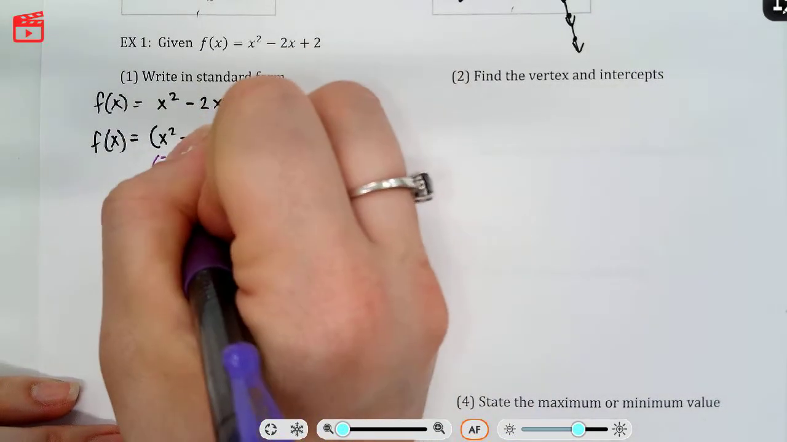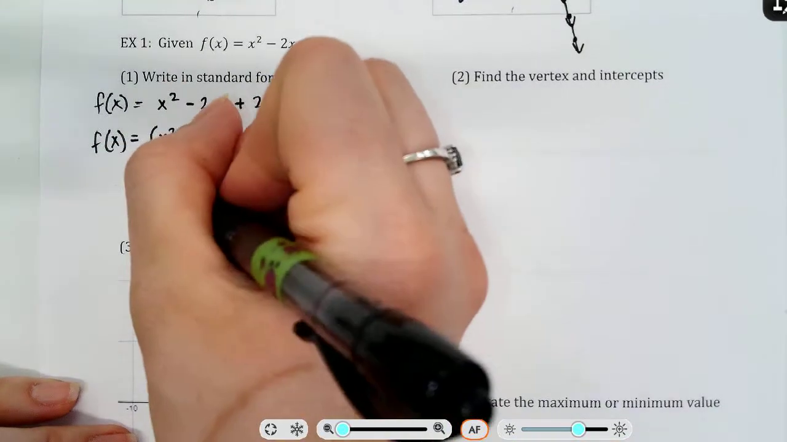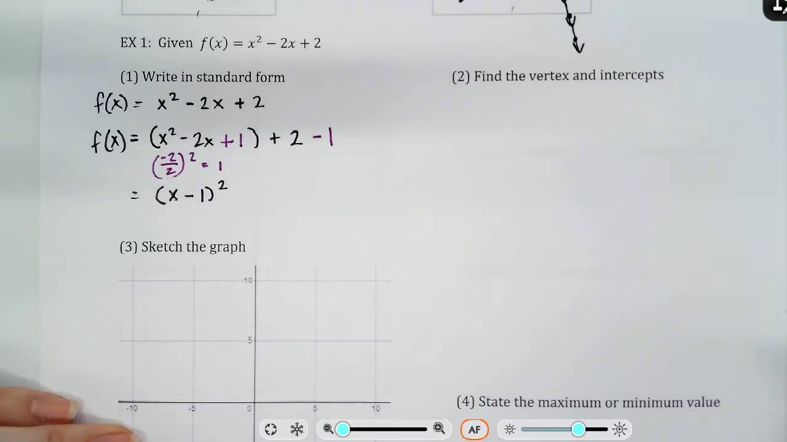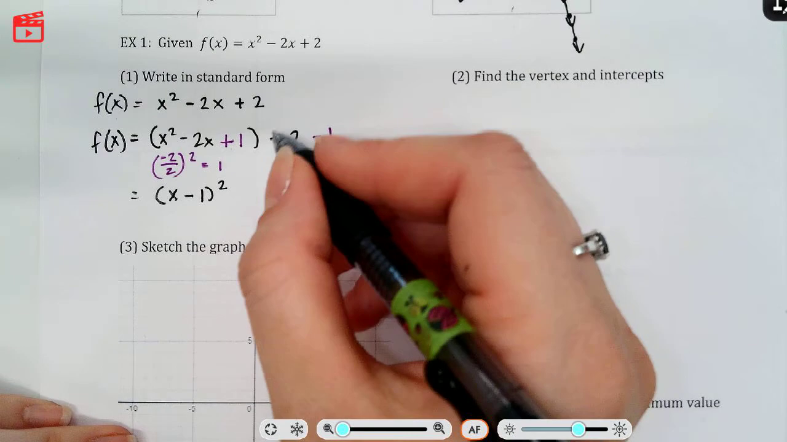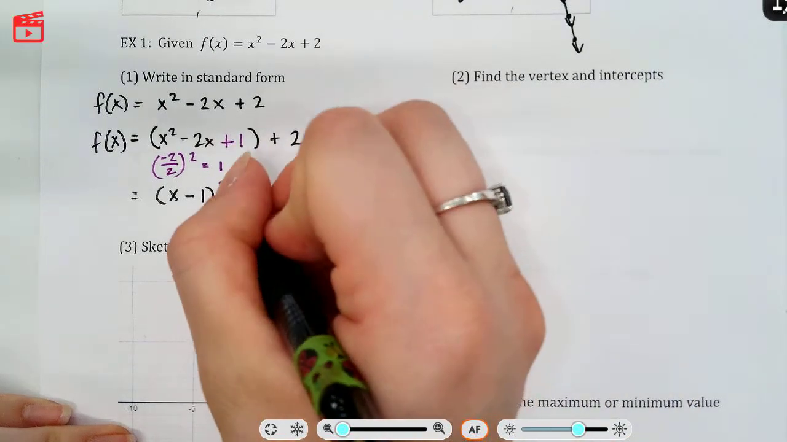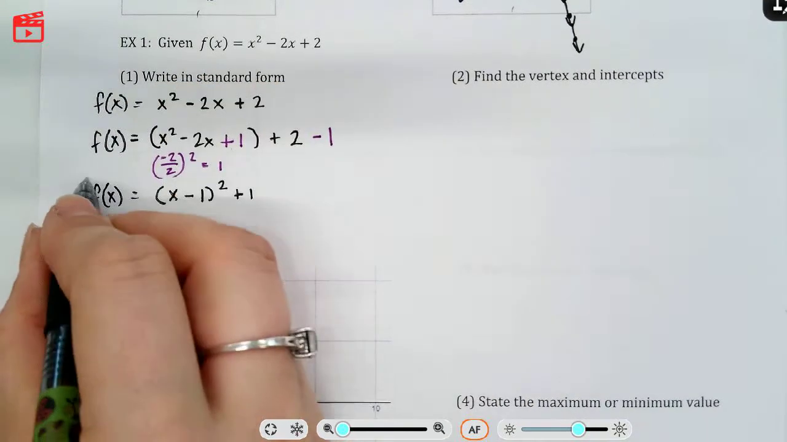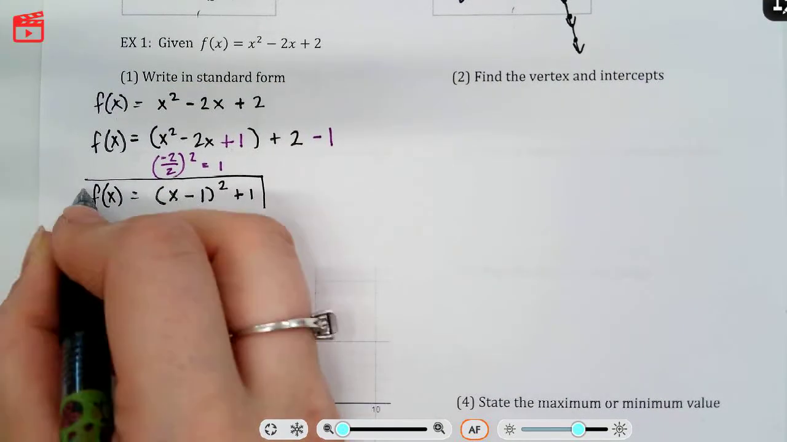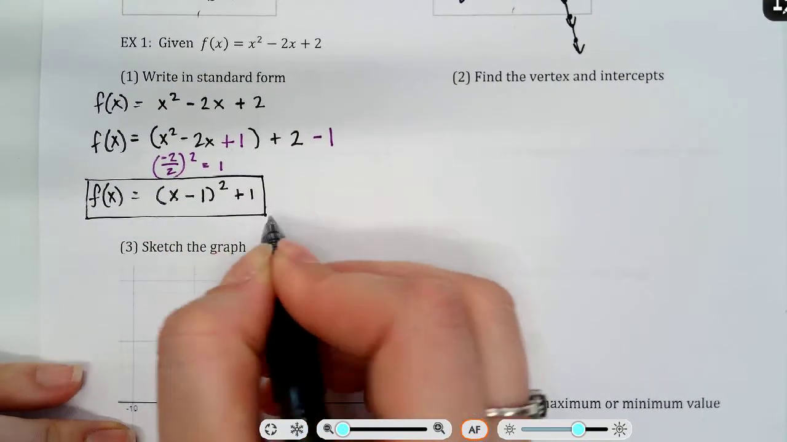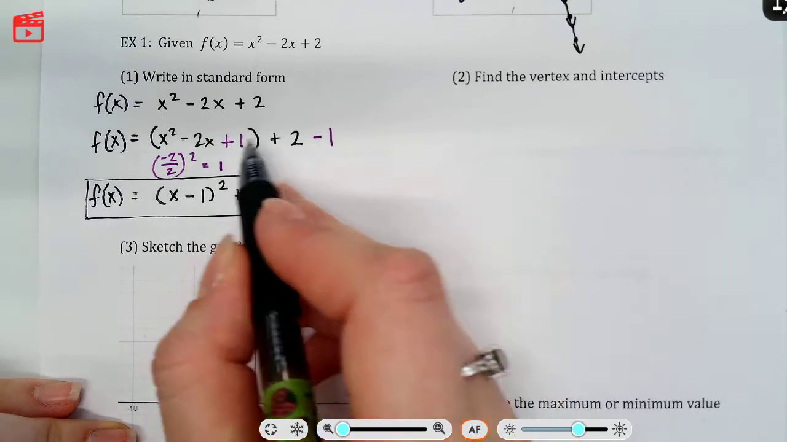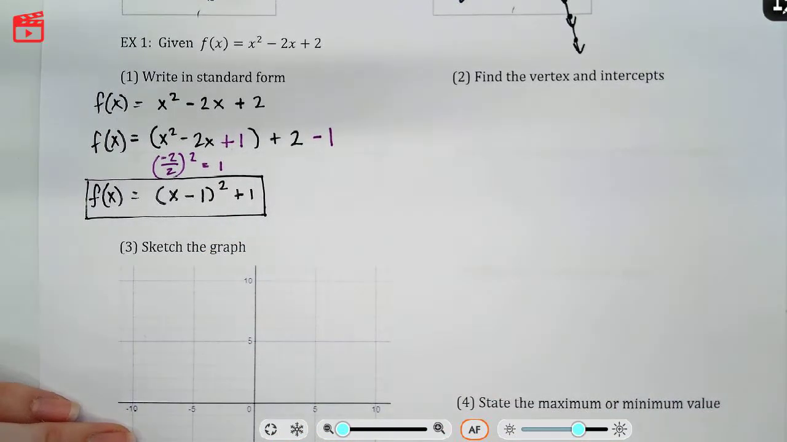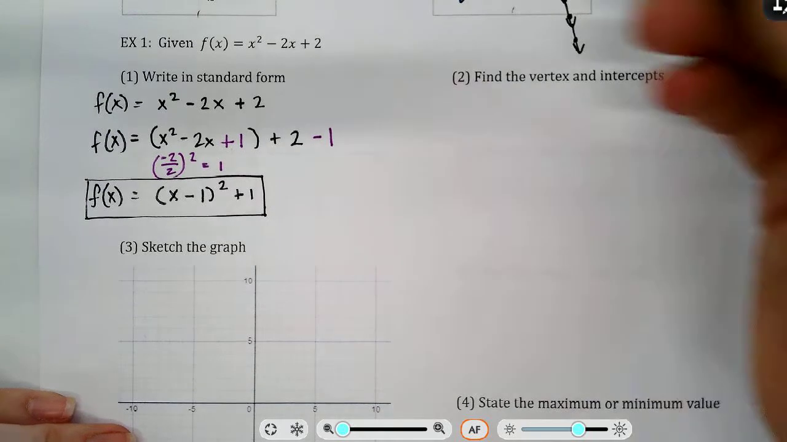All right, and then when we factor this out, we get the perfect square binomial (x minus 1) squared, and then 2 minus 1 is going to give me plus 1. So here we go, my parabola in standard form. Okay, with completing the square with a slight modification when we add our perfect number. So finding the vertex and the intercepts.